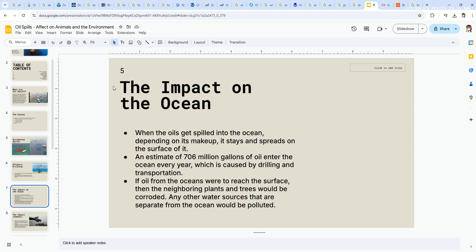Oil spills as a whole are a situation that we don't want to leave alone. Leaving it alone will not only affect the ocean, but us as well and the wildlife itself. When oil gets spilled into the ocean, it stays on the surface of it depending on the makeup of the oil. If the oil were to spread onto, say, a plot of land, then all the plants in that area would slowly intake the oil and slowly perish.